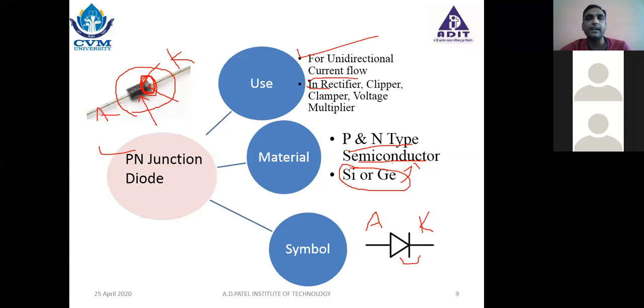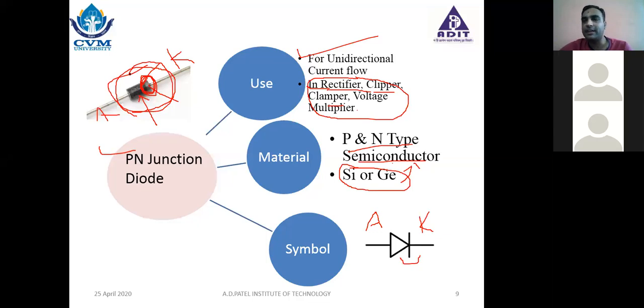These circuits I will cover in my next session: rectifier, clipper, clamper, and if time permits, I will explain the voltage multiplier. Otherwise, we will skip the voltage multiplier. But I am going to explain the diode circuits, how the rectifier works, what is the use of clipper, clamper, and rectifier. The basic element used is the PN junction diode.